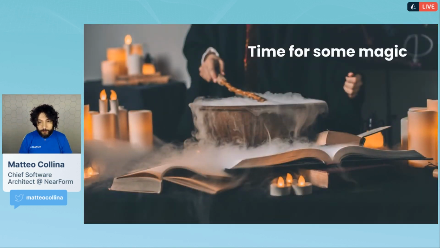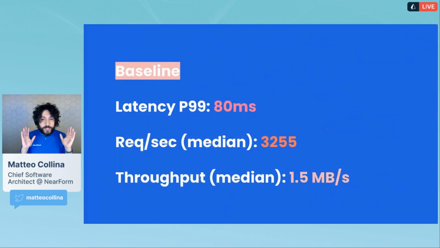So it's time for magic. Let's see if we can make something disappear. This is our baseline. I've run some benchmarks, and this is our baseline. You can test it at home, by the way. All the code is available online in the Mercurius cache repository. So we run our test and we get our baseline.